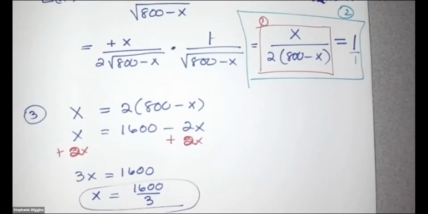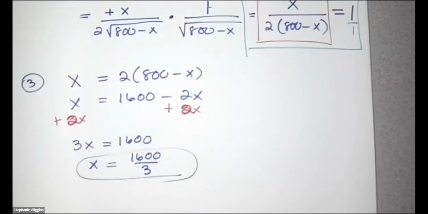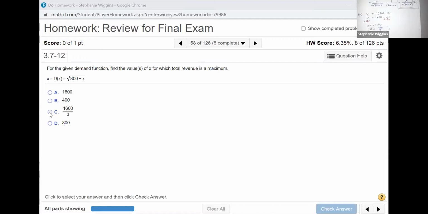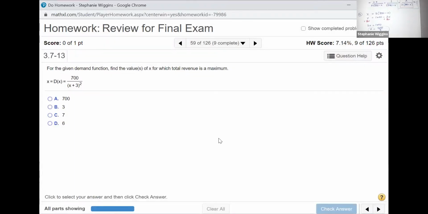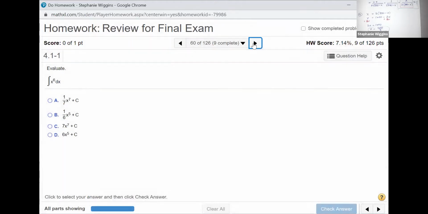So going back to the problem, C is the correct answer. Same thing: which total revenue is maximum? So you have a lot of problems here to practice this.